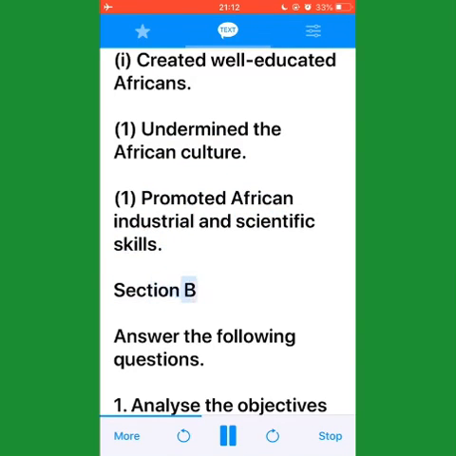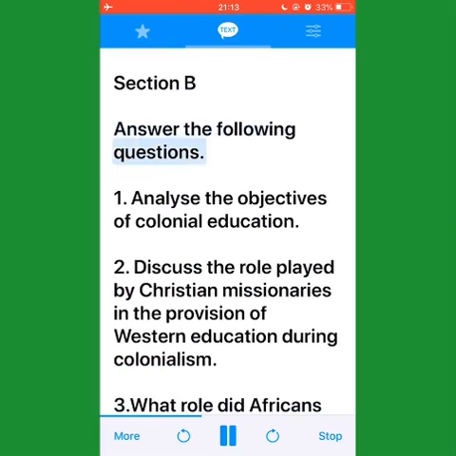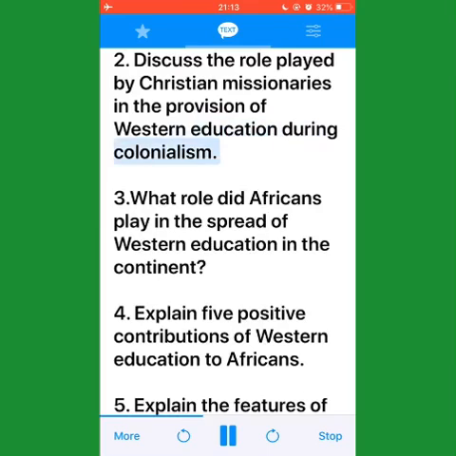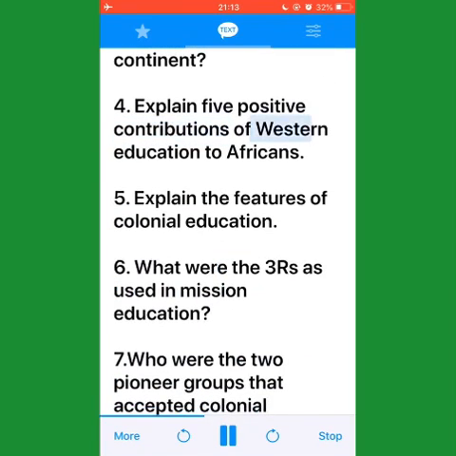Section B. Answer the following questions. 1. Analyze the objectives of colonial education. 2. Discuss the role played by Christian missionaries in the provision of Western education during colonialism. 3. What role did Africans play in the spread of Western education in the continent? 4. Explain 5 positive contributions of Western education to Africans. 5. Explain the features of colonial education.